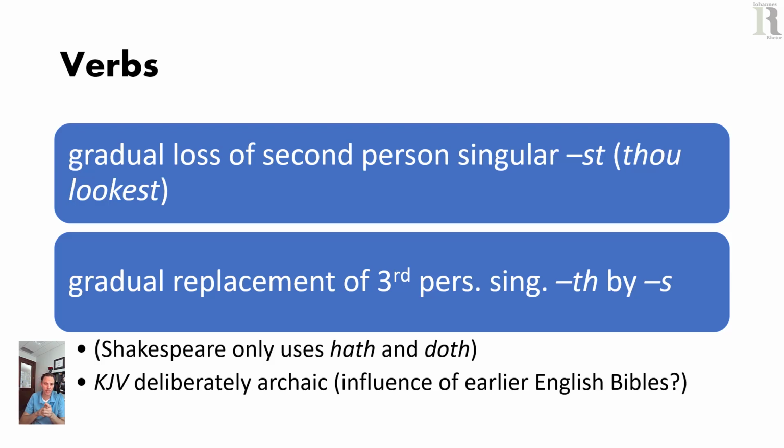Shakespeare only uses hath and doth. In every other case, he uses walks, sees. The King James version, the King James Bible, which is about the same time as Shakespeare, uses that older third person, goeth, seeth, the wind bloweth where it listeth. And that's perhaps deliberately archaic, deliberately using an old-fashioned form, perhaps again because of the ceremonial flavor of older forms and also the influence of earlier English Bibles. See our video on the Bible in early modern England.